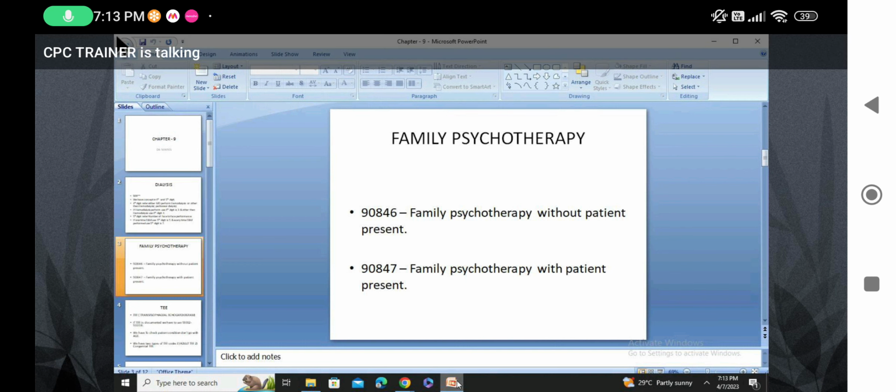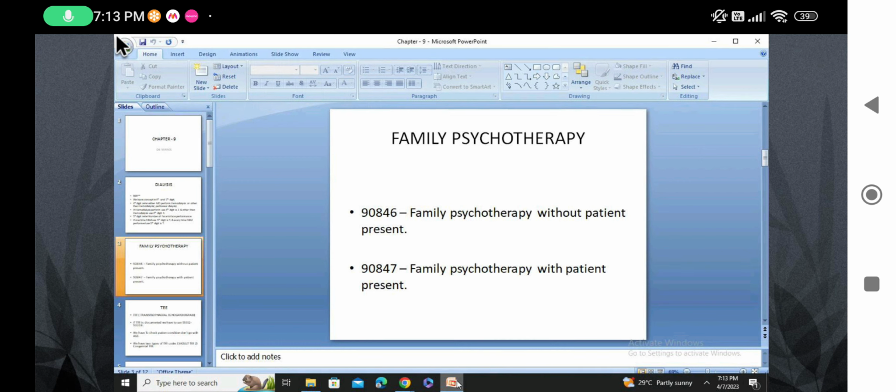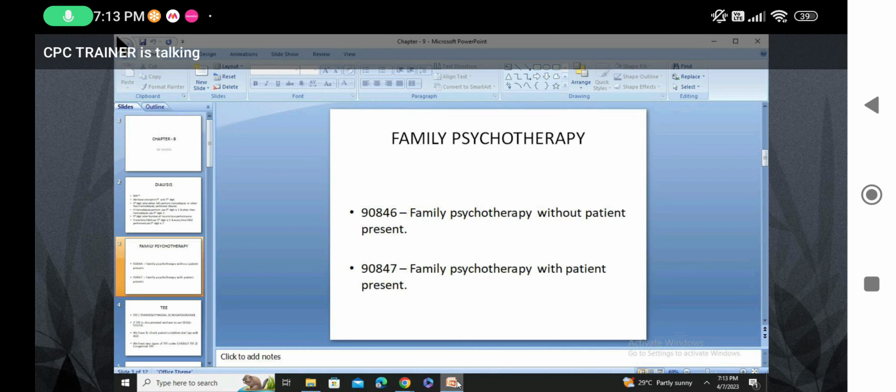Clear? Whenever the patient is present when the family psychotherapy started, and in between the patient goes out, anything you are reporting, you have to use the without-patient code only. So don't forget this one. Clear? That's all, guys.